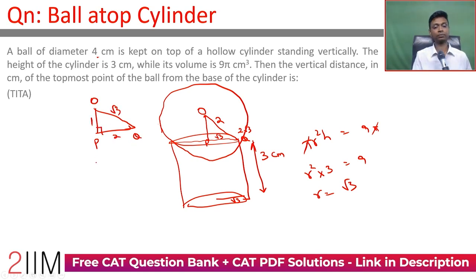OP is 1. So the center of our ball of diameter 4 centimeters is 1 centimeter above the top circle of this cylinder. So we want to find the topmost point here. From O further up, you have to go 2 centimeters, and then 1 centimeter to get to the top of the cylinder, plus 3 centimeters. Or the topmost point is at a distance of 3 plus 1 plus 2 centimeters, 6 centimeters from the base of the cylinder. The total distance of the topmost point from the base is 6 centimeters.